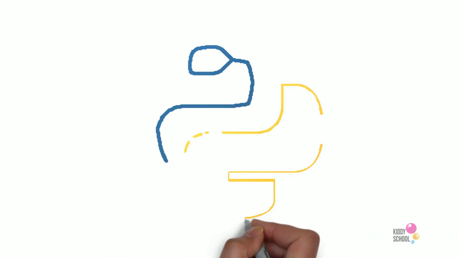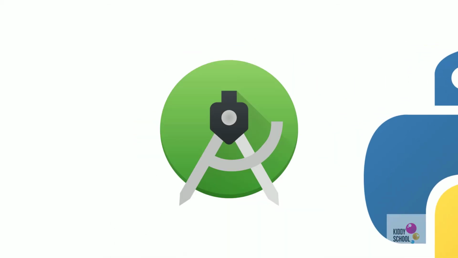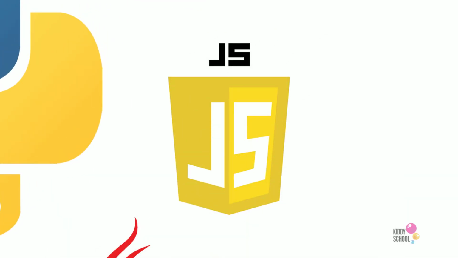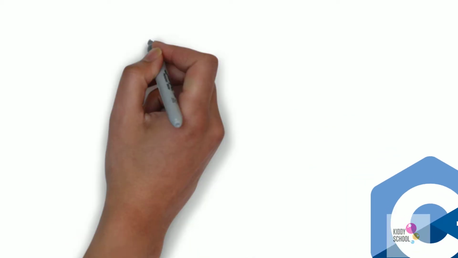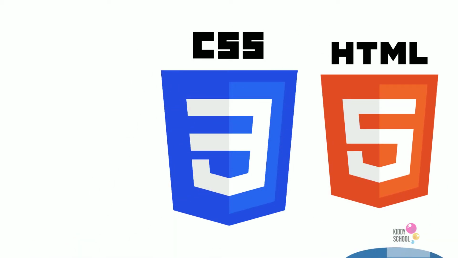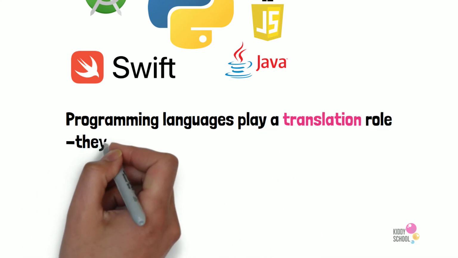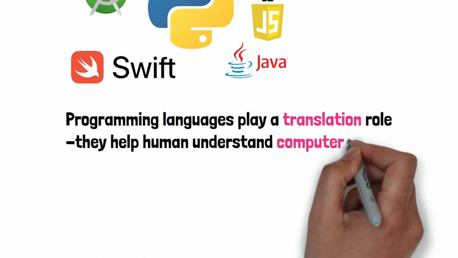Let's take an example of Python or Android development or iOS development, Java, JavaScript, C++, or any of the web development languages, or the programming ones. Programming languages play a translation role. They help humans understand computers.